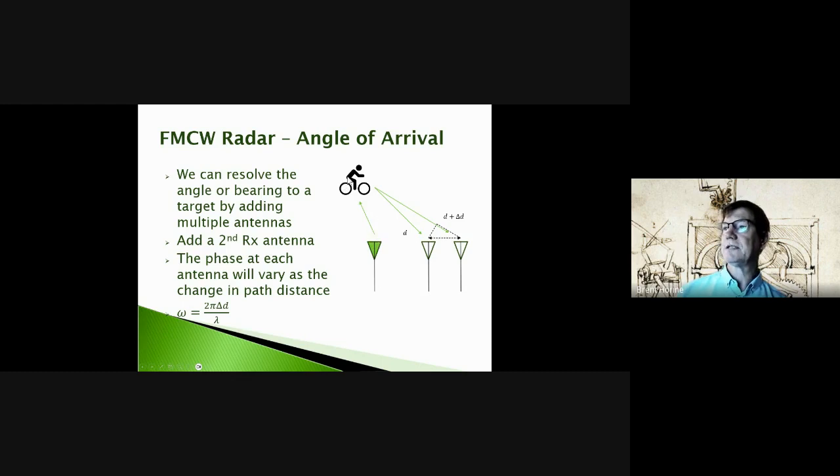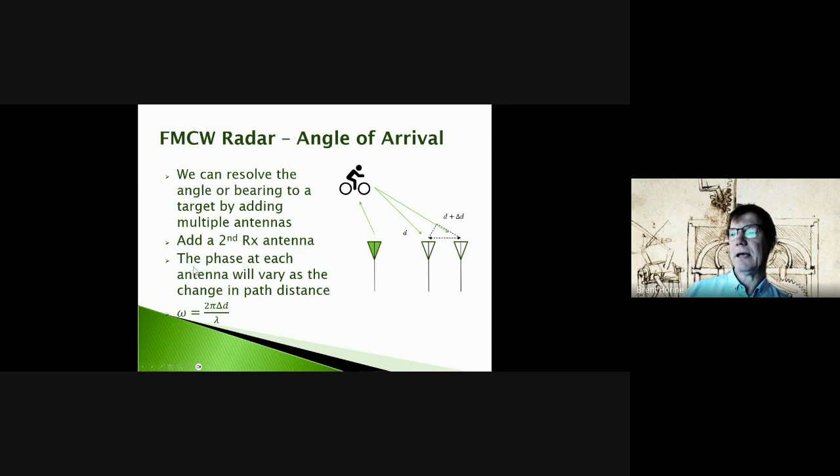We're going to transmit a signal. It's going to hit off of some target, reflect back. But there's going to be some slight distance difference between the signal arriving at this receive antenna versus this receive antenna. And you do a little geometry, a little trigonometry, and if you know this distance here, then you can figure out what this delta D distance here is.